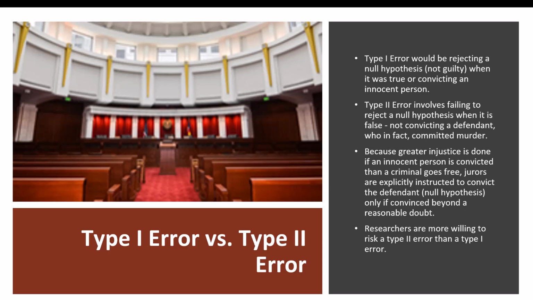So if you ever serve on a jury, you're explicitly instructed to convict the defendant, in this case rejecting the null hypothesis, only if convinced beyond a reasonable doubt. We as researchers are more willing to make a type 2 error, or letting a murderer go free, than convicting an innocent person, which would be a type 1 error. So always keep that in mind: we want to protect innocent people from going to jail, so we want to protect against type 1 error, if you want to think about it that way.